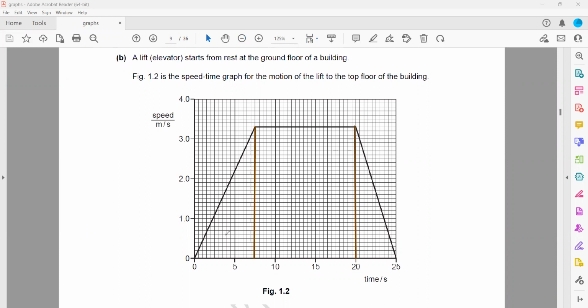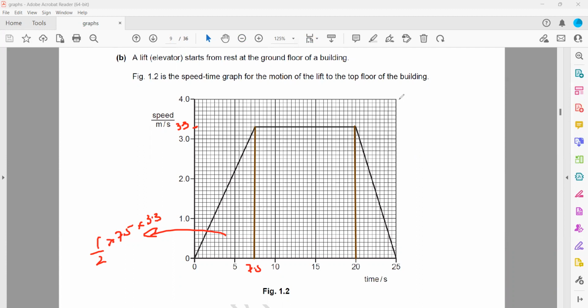So find the area of this part, which will be half base times height. Base is how much? Each 10 boxes equals 5, so each box is 0.5. So this will be 5.5, 6, 7, and this will be 7.5, because this one is 6. So base is 7.5. And how about height? 10 boxes equals 1, so each box is 0.1. So this will be 3.1, 3.2, and 3.3. So height is 3.3. So half base into height.